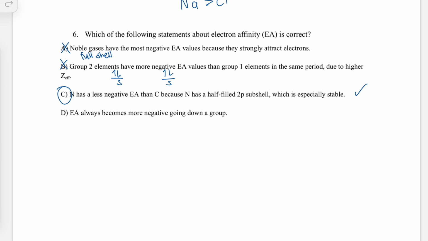Let's look at D. The electron affinity always becomes more negative going down a group. This is not true, and it becomes more positive down a group. And this is because there is more shielding by the inner shells, because when we go down a group, we gain more shells. So there's more shielding, and therefore less energy released.